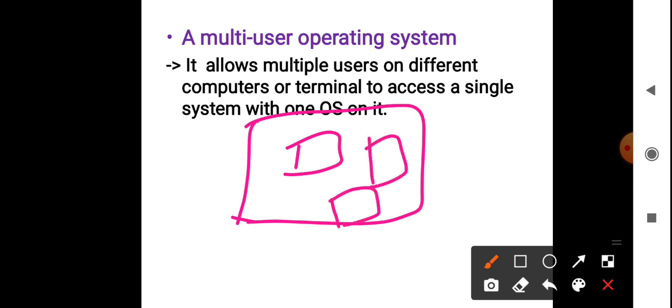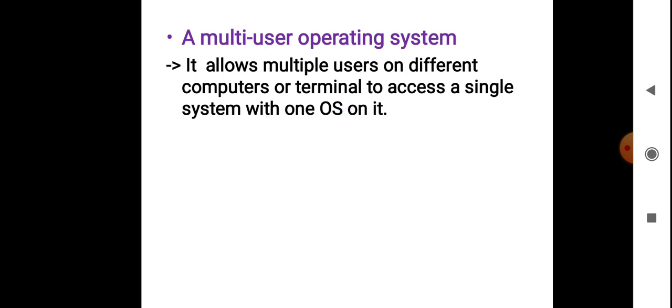For example, this is the admin, this is guest 1, this is guest 2. You might have seen username and password while entering the system. So these are multi-user operating systems. Multi-user operating system means you have two or more users accessing the same resources, the same computer terminal. Okay.